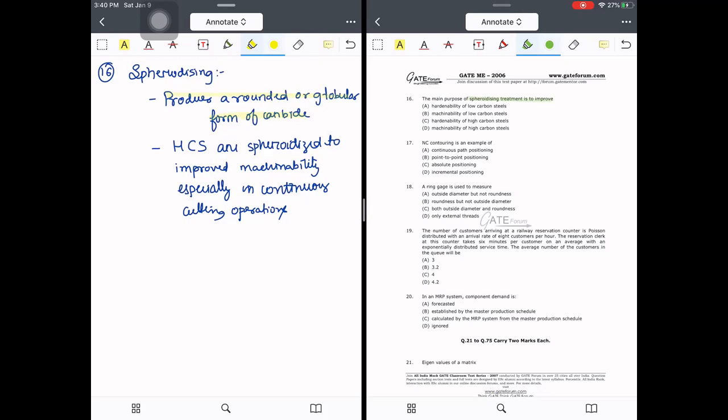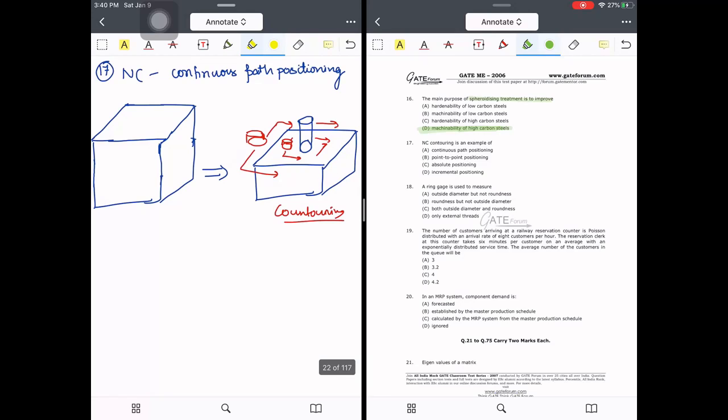Question 16, spheroidizing. What is spheroidizing? The main purpose of spheroidizing treatment is to improve. So spheroidizing produces a rounded or globular form of carbides. Okay, so basically it has a very fine surface finish because of the globular form of carbide. Now high carbon steels are spheroidized to improve machinability, especially in continuous cutting operations. So it is used to improve the machinability of high carbon steel. So this is some extra knowledge about spheroidizing.